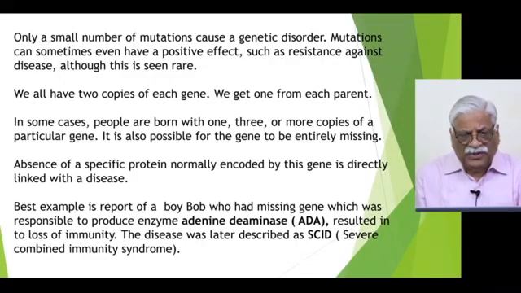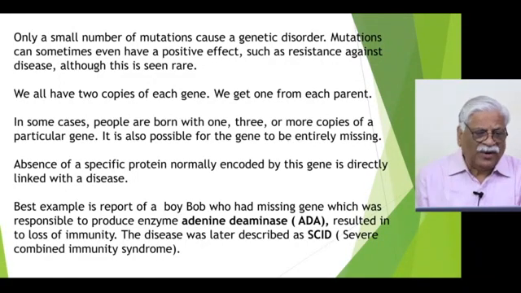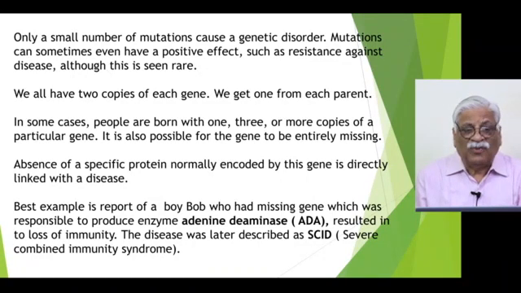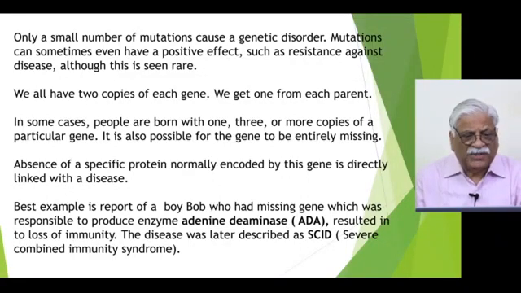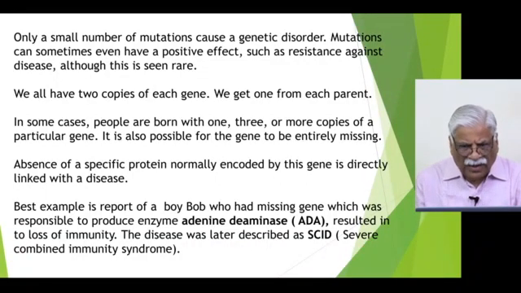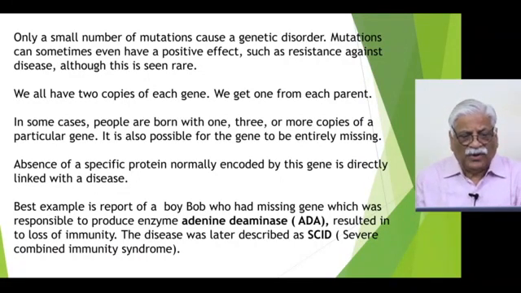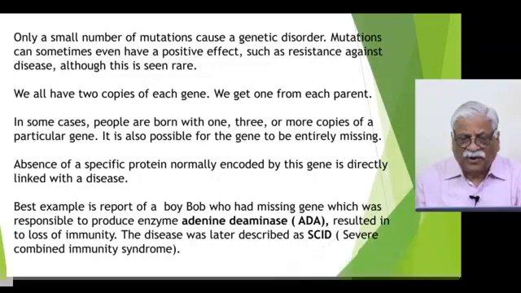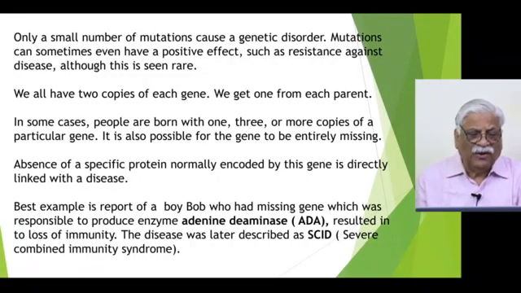We all have two copies of each gene. We get one from each parent, as I already said. In some cases, people are born with only one, or three or more copies of a particular gene. It is also possible that a particular gene is entirely missing. Absence of a specific protein normally encoded by this gene is directly linked with the development of a disease. One of the best examples of this is a report from Britain about a boy who had a missing gene which was responsible for producing an enzyme called adenosine deaminase, or ADA, which actually resulted in loss of immunity.